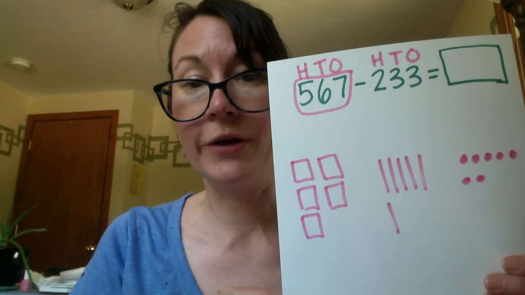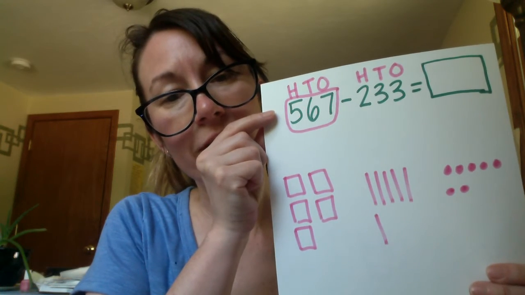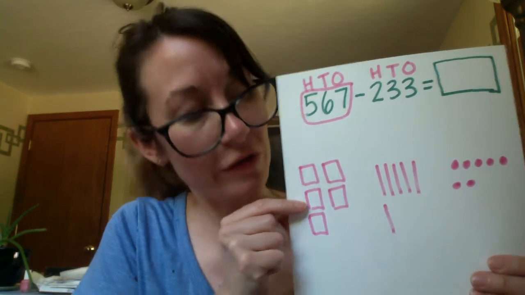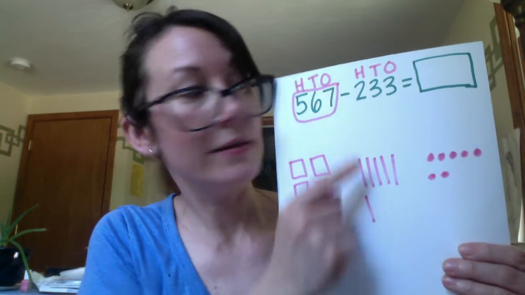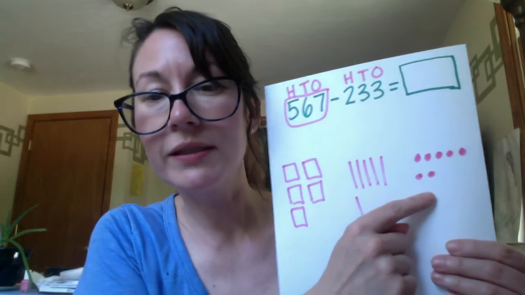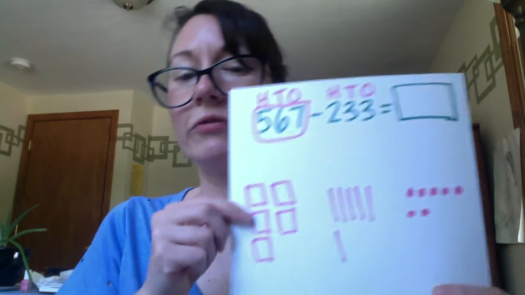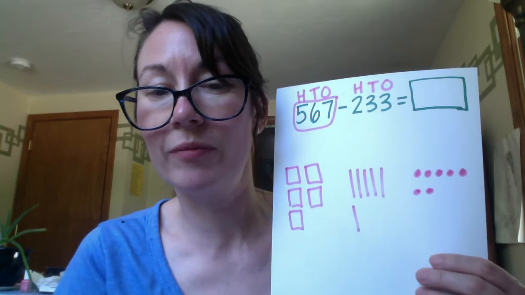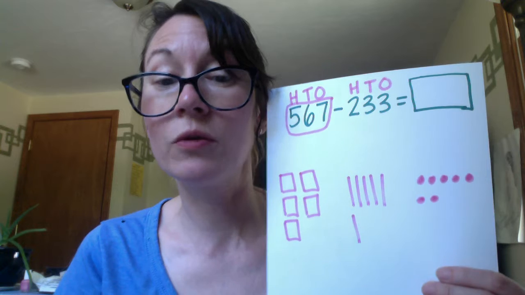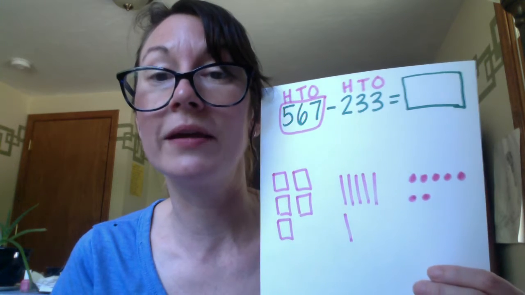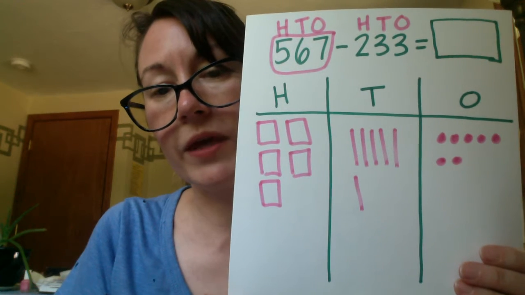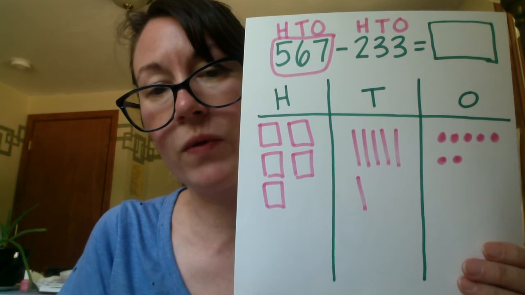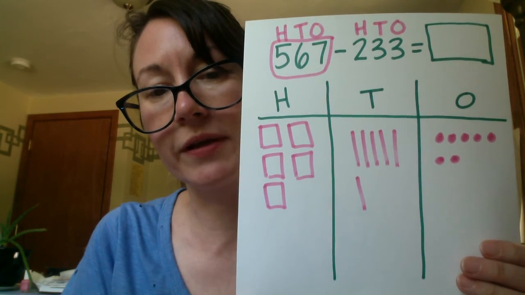So here we go. Here is my modeled number. 5 in the hundreds place, 5 hundreds. 6 in the tens place, 6 tens. A 7 in the one place, 7 ones. And look how I drew my tens and my ones in rows of 5 to make it super easy for me to count. Now I could also put this in an HTO chart to make it a little bit easier for me. Let me go ahead and do that. So there we go. Now I can definitely see where my ones, my tens, and my hundreds are.